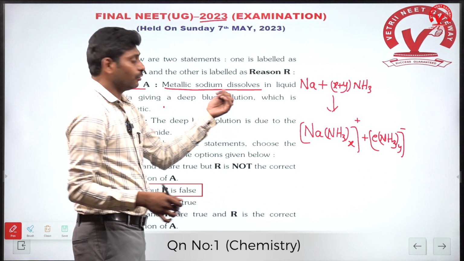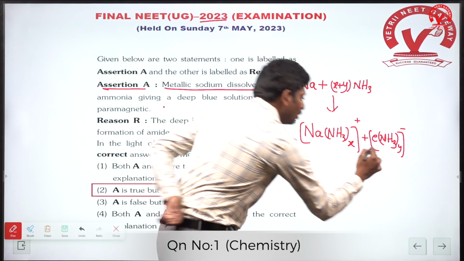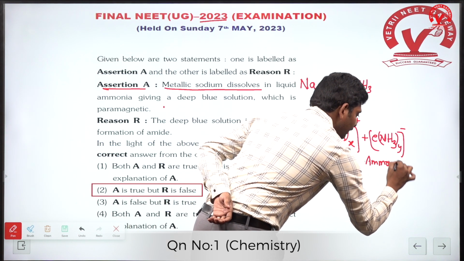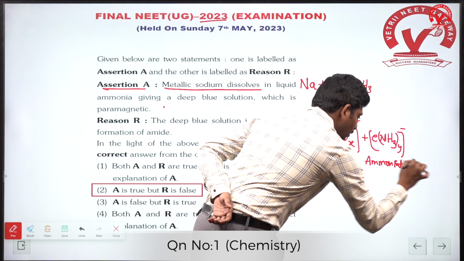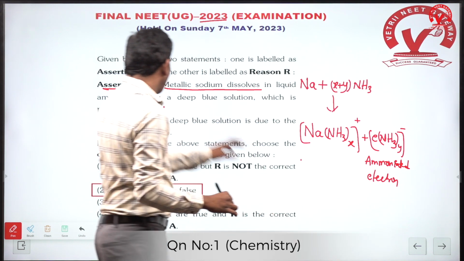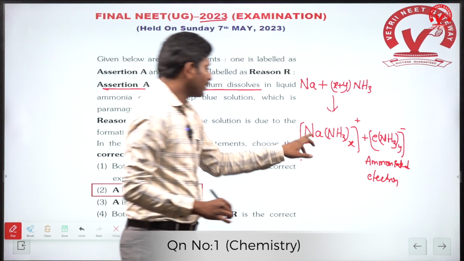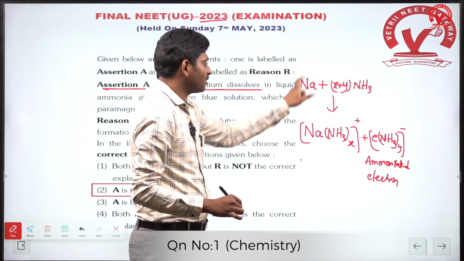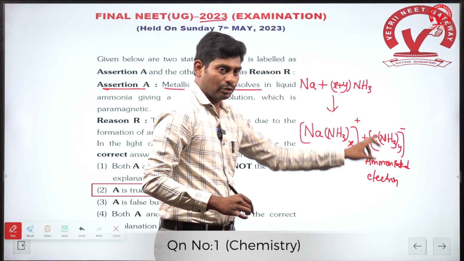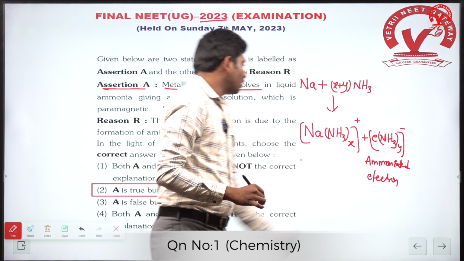So metallic sodium dissolves in liquid ammonia, and it will form ammoniated electron. Ammoniated electron is formed. Meaning all first alkali metals dissolve in liquid ammonia. So this alkali metal donates an electron to the solution. So this solution will give the color, that is deep blue color solution.